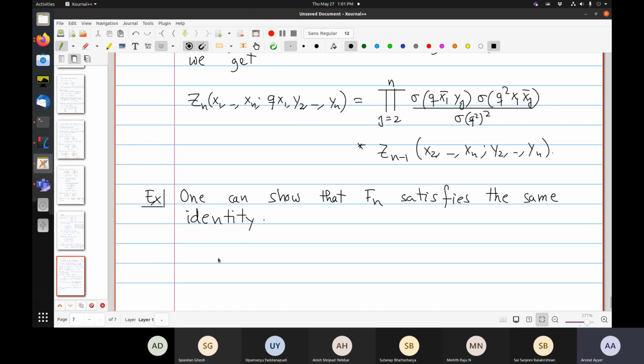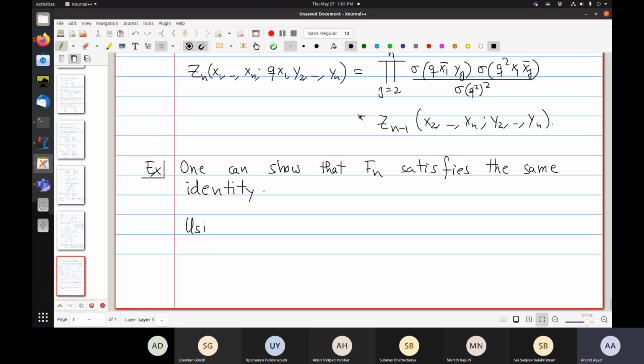Okay, and then using induction and these three properties, as well as uniqueness. So one has to argue that there is only one symmetric polynomial that can satisfy these identities. That completes it.